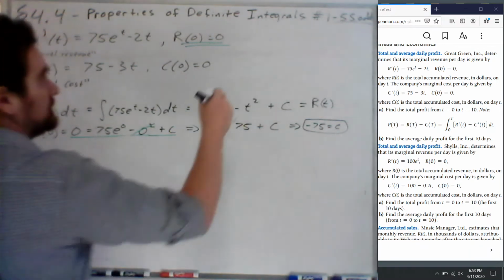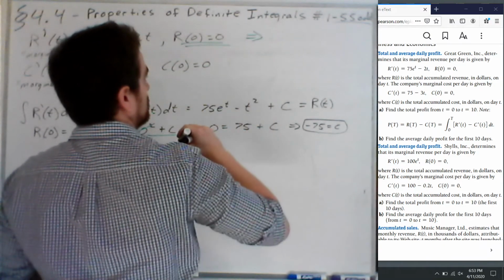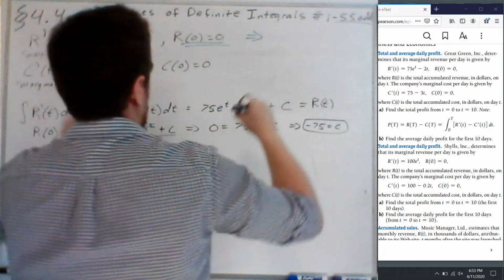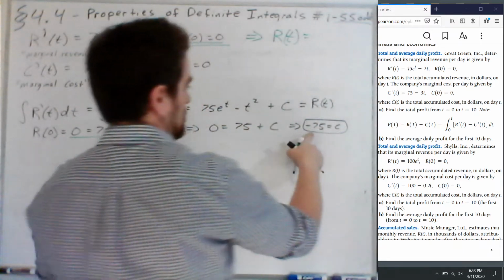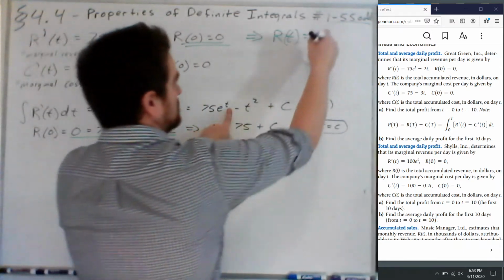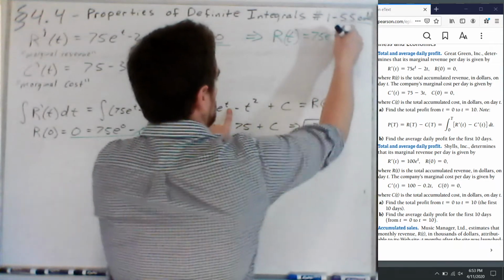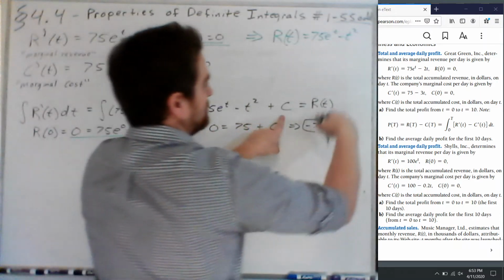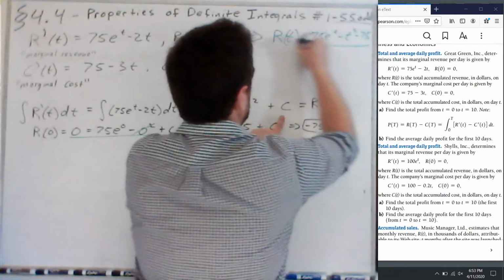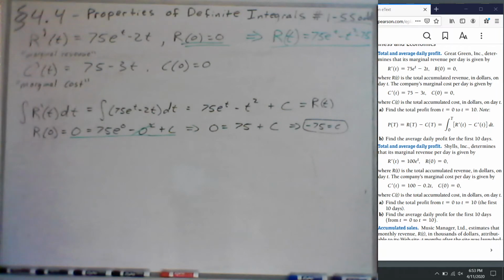What that means for us is that here is going to be R of t. It's going to be 75 e to the t minus t squared minus 75. I know exactly what that constant c is now.